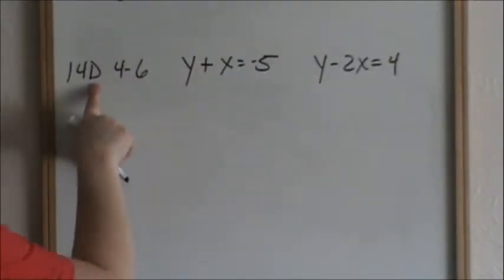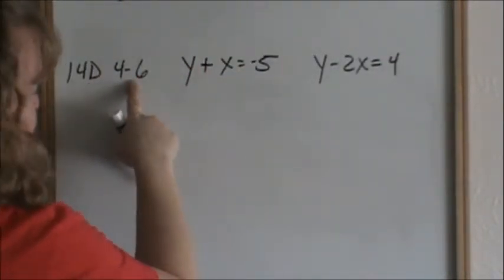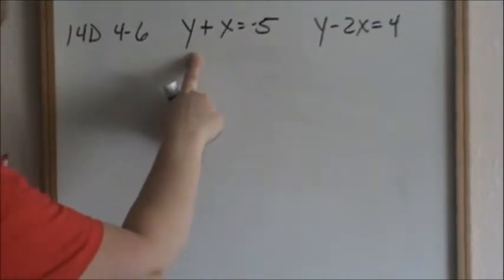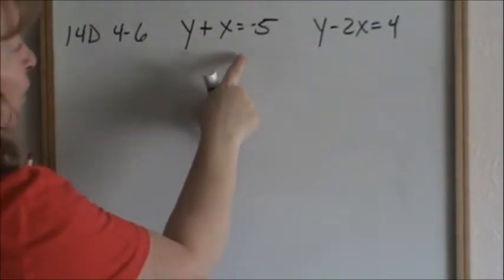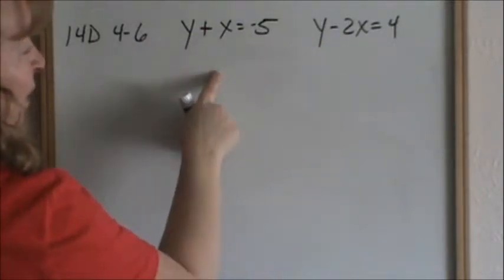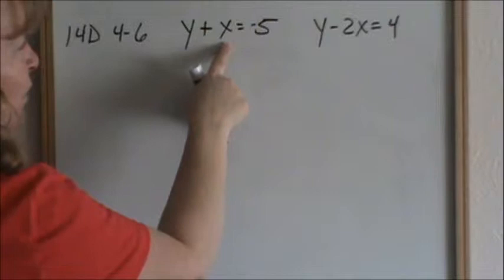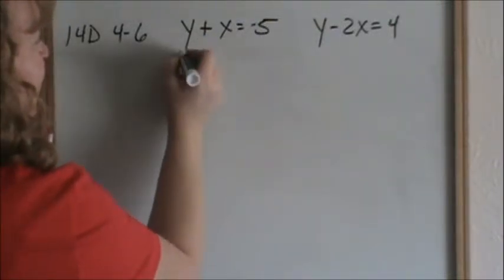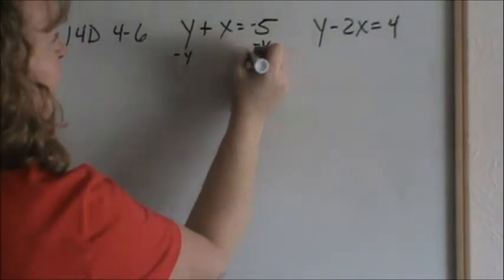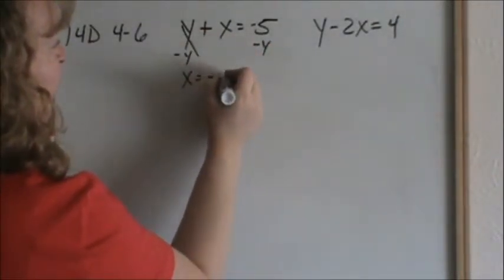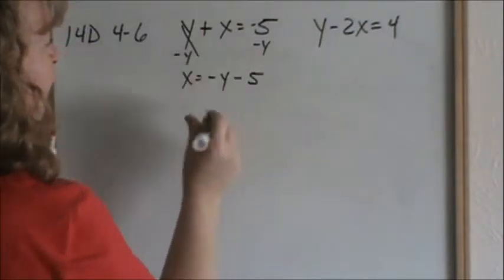Okay, now we're looking at 14d, 4 through 6. Remember, the first step is to get one of your equations into y equals something or x equals something. Neither one of these is in that form, okay? So I'm going to get this one into the form of x equals something, which means I need to move my y to the other side. So if I subtract y from both sides, I have x equals -y minus 5.